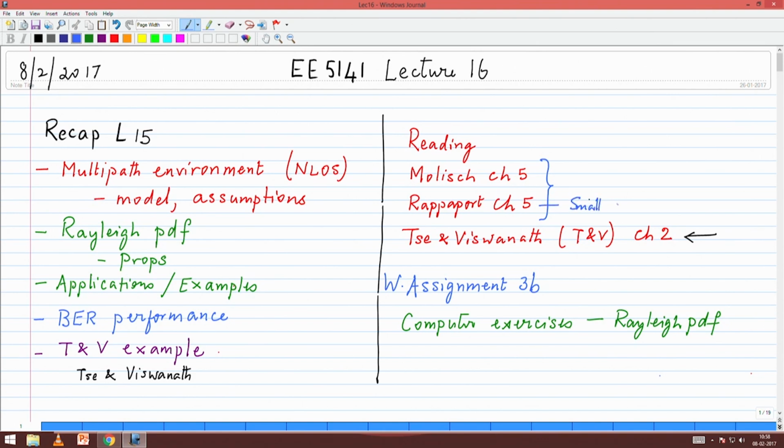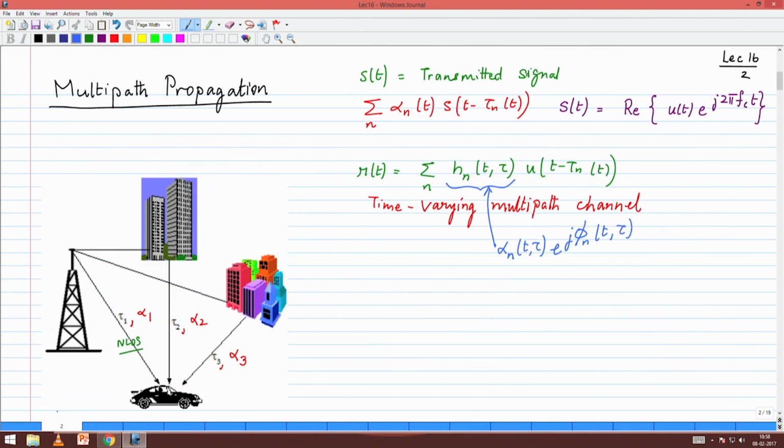Okay, so we begin today's lecture with a quick review of the material covered in the last class, and again if there are any doubts or questions, please do not hesitate to ask. So the multipath propagation model, no line of sight. So basically we assume that there is some building here which has affected even this path. So giving us a non-line of sight, 3 components in this case.